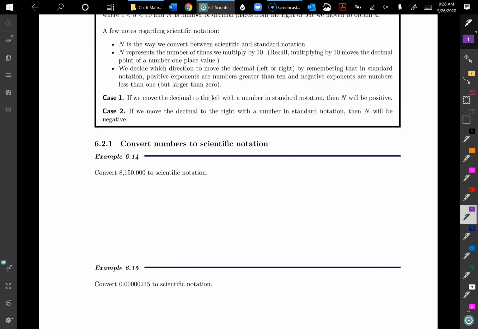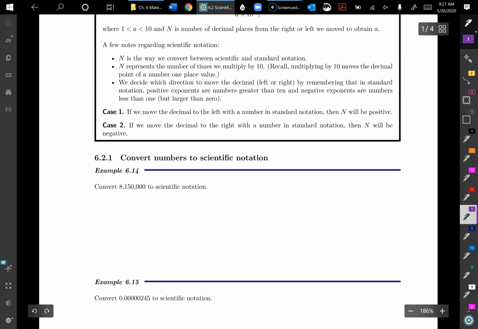So we have 8,150,000 that we want to turn into scientific notation. So we know we have to have this a value between 1 and 10. So I'm going to need to make that be 8.15 times 10 to the something, right? We don't know what that's going to be, but we can figure it out.